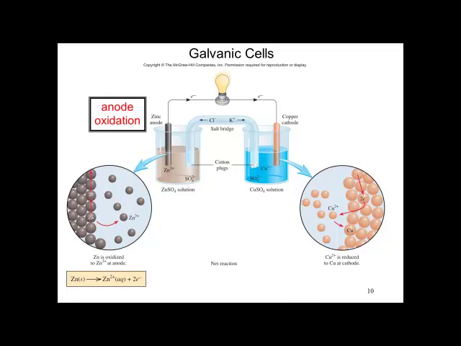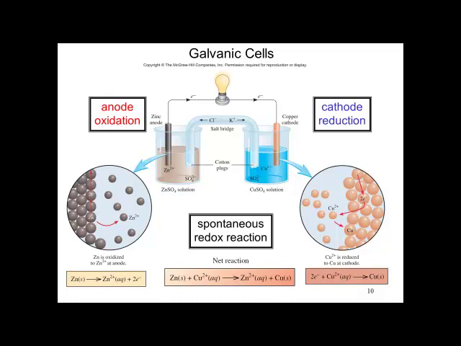At the anode, we always find oxidation. So the zinc becomes oxidized to zinc 2+ plus 2 electrons. At the cathode, we find reduction. Here, the copper 2+ picks up 2 electrons to be reduced to copper. So in this case, the zinc electrode is going to slowly dissolve, and the copper electrode is going to get thicker and thicker as the copper plates out. The spontaneous redox reaction has a net reaction of zinc plus Cu2+, yielding zinc 2+ plus copper.